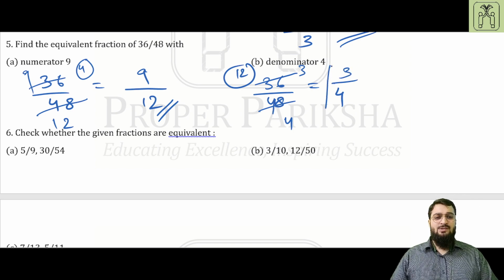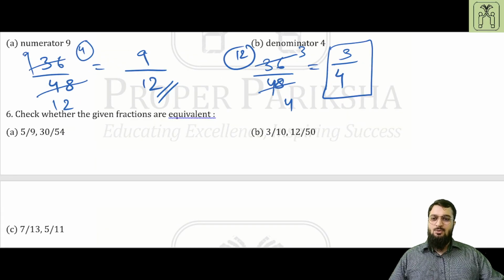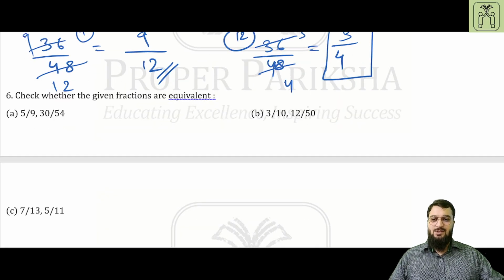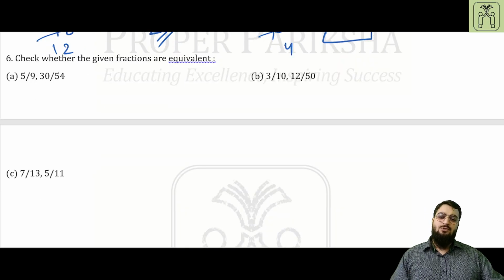The thing to be noted is that 3 upon 4 is the simplest form of 36 upon 48 and 9 upon 12. Coming to the next question. Question number 6: check whether the given fractions are equivalent. 5 upon 9 and 30 upon 54. You just need to check whether they are equivalent.